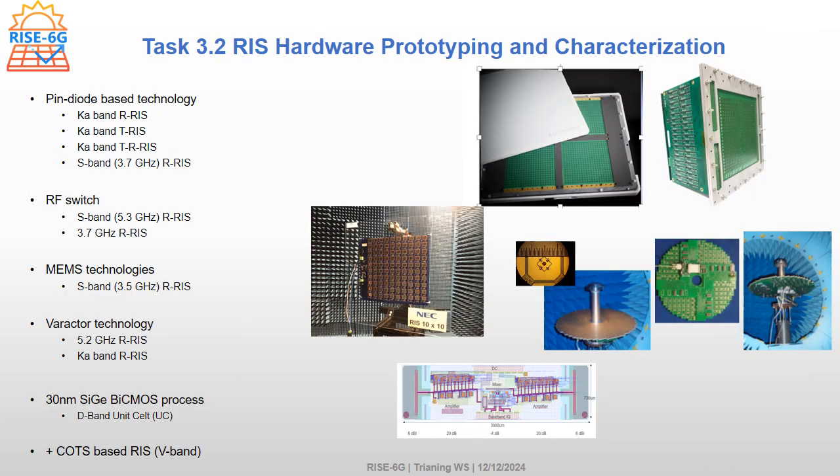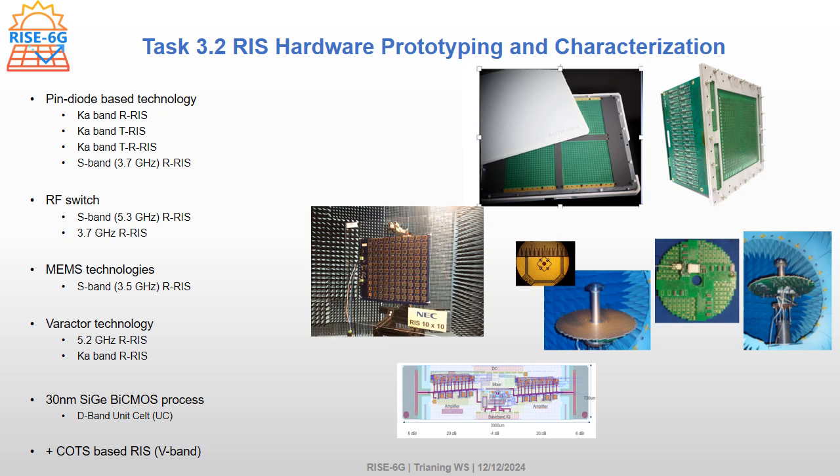In the framework of the RISE-6G project, we developed a number of different RIS technologies that were investigated and provided by different partners. The first family is the one based on PIN diodes, with K-band RIS in reflecting mode, in transmitting or in transmitting and reflecting mode, but also in the S-band. Another one is based on RF switches and on MEMS technology in the S-band. Also, a variety of technologies was investigated for 5.2 GHz RIS and also in the K-band.